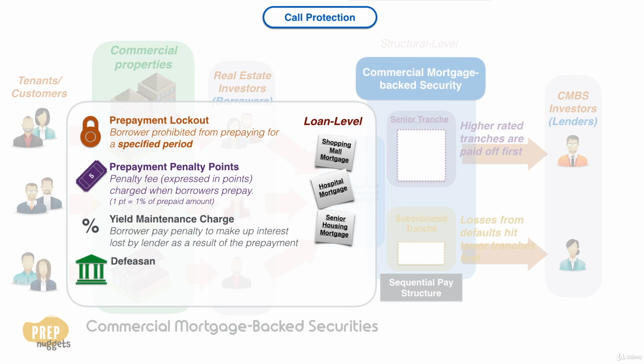And defeasance, accomplished by using the prepaid principal to purchase a portfolio of government securities that is sufficient to replicate the lost payments due to the prepayment. Given the high credit quality of government securities, defeased loans increase the credit quality of a CMBS loan pool.